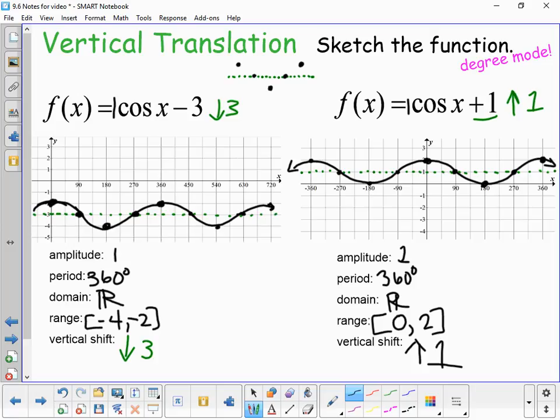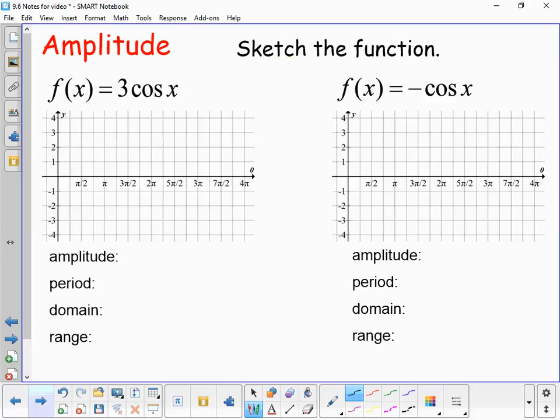Okay, so that's vertical translations with the cosine function. Let's try some vertical stretches, changing the amplitude. So the first one we're going to sketch is 3 times the cosine of x. This one does not have a vertical translation, so we're going to sketch in our midline here at 0.